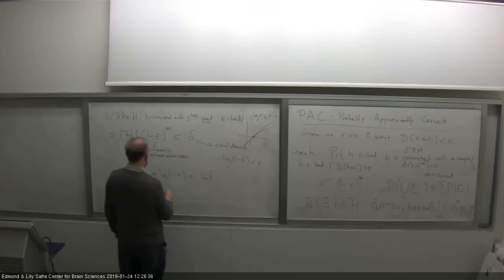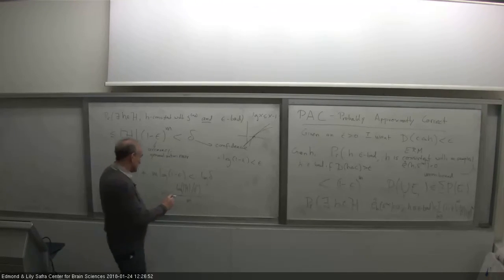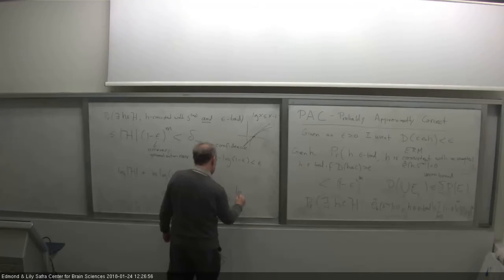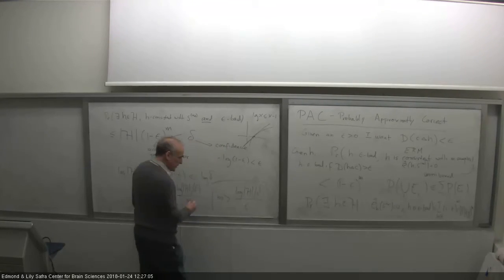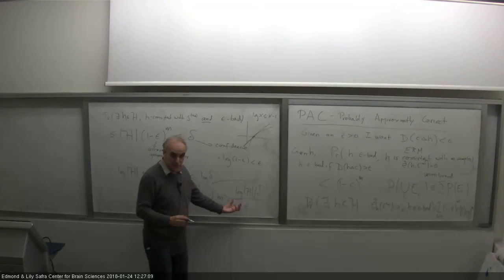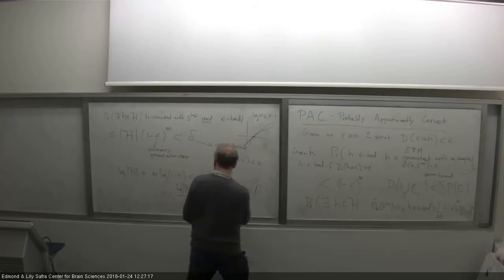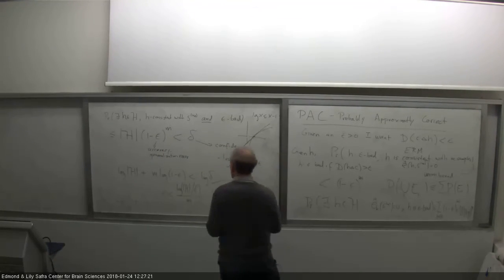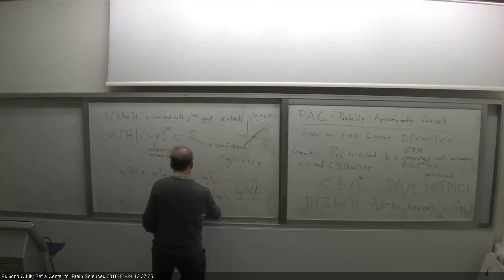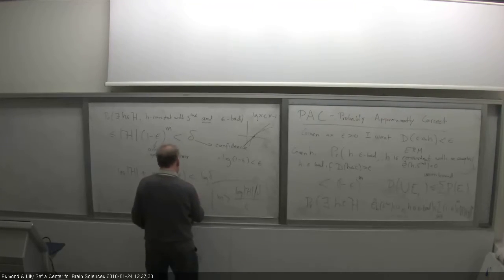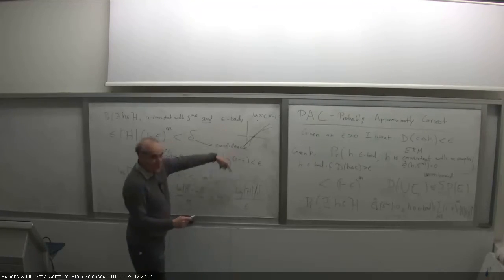So after playing with it, what I get is that epsilon is bounded by log of the cardinality of H over delta, divided by M. Or if you want, M should be larger than log of the cardinality of H over delta, divided by epsilon. These two things are equivalent. So if M is larger than this number, I'm fine. If you want, it's log of the cardinality of H plus log of 1 over delta. Verifying this is easy: use this inequality and verify that.